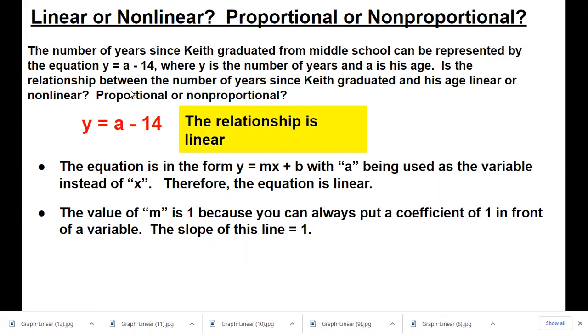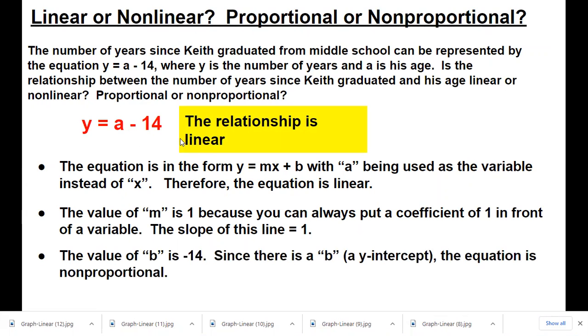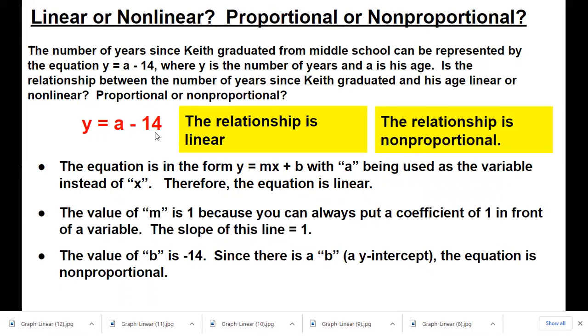non-proportional. But the value of m is 1 because you can always put a coefficient of 1 in front of a variable. The slope of this line is equal to 1. And then the value of b is negative 14. Since there is a b, a y-intercept of negative 14, the equation is non-proportional. Okay, so you can look at actual word problems and figure out if they're linear or non, if they're proportional or non.